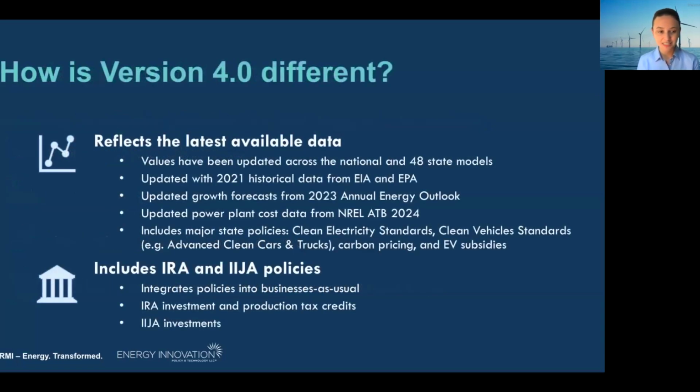We also updated the models with the latest historical data. So the models now include 2021 historical data from EIA and EPA. It includes updated growth forecasts from the Annual Energy Outlook 2023. We updated the power plant cost data from NREL's ATB 2024. And we updated the state models with major state policies passed through this year, including the clean electricity standards, clean vehicle standards, like advanced clean cars or trucks, carbon pricing, and EV subsidies.